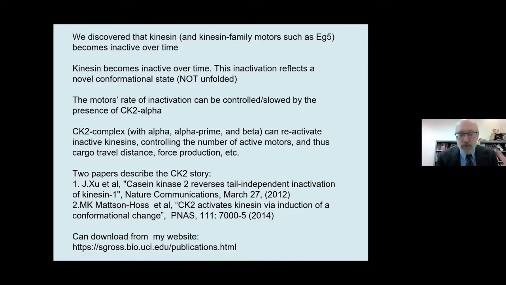So in principle, they might do this. And if you want to read all about this, you can see a Nature Communications paper with Jingsu from 2012, and from Michelle Matson-Haas, there's another one that looks at details of the conformational change. That's a 2014 PNAS paper. Both of these are downloadable from my website, sgross.bio.uci.edu/publications, should you have interest in looking at these. Okay, so that was our first vignette.